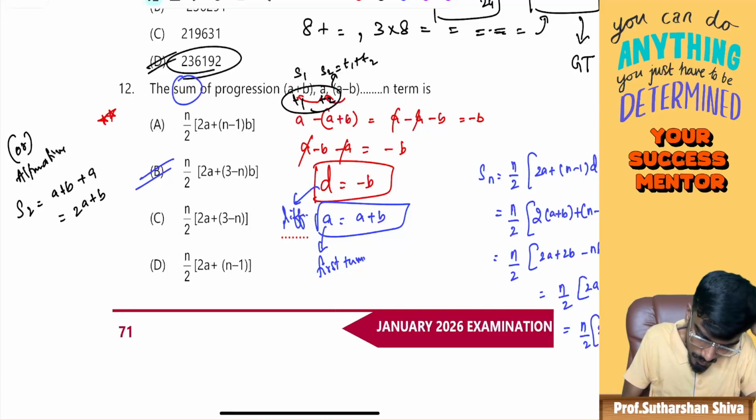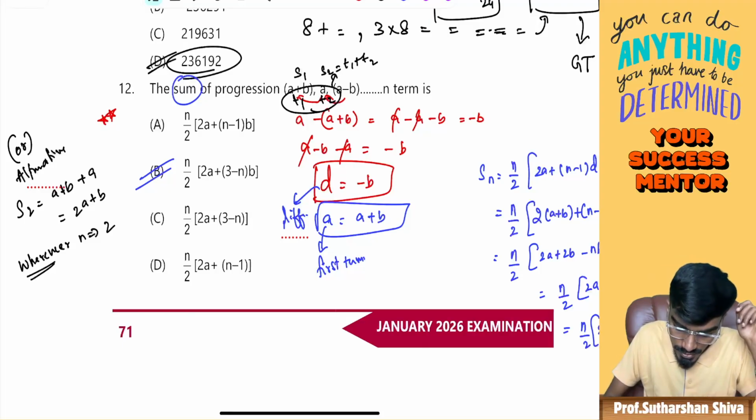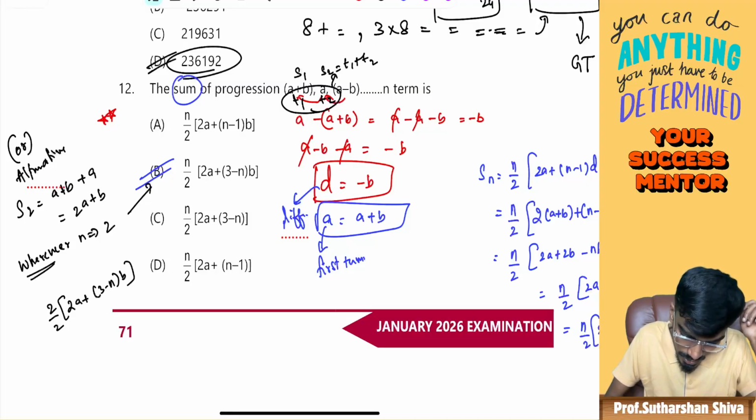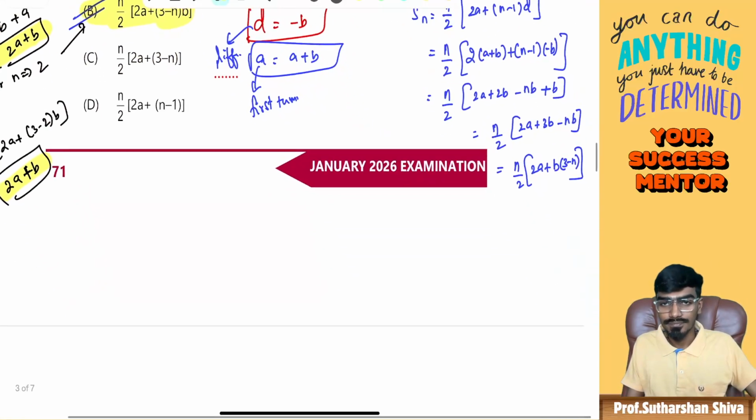Correct. So wherever n is there in the options, I need to substitute 2. Suppose I substitute in option B: 2 by 2 into 2A plus 3 minus n into B, the 2 gets cancelled. You will be getting 2A, n is there, so 3 minus 2, 2A plus B. Both the answers are correct, so we'll be choosing option B as our answer.